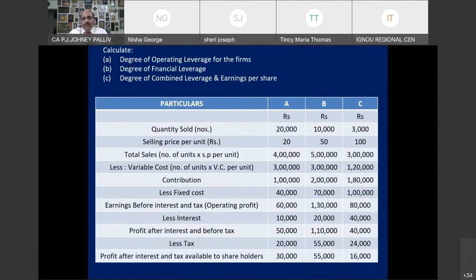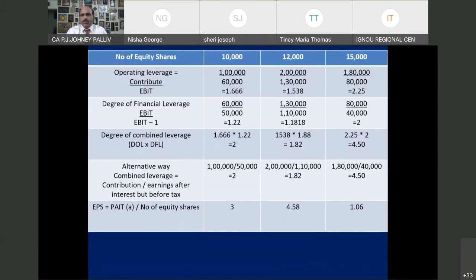So that is profit after tax, profit after interest and tax. I repeat, profit after interest and tax. That means the shareholders should get dividend or the sharing of profit only after paying interest and tax. That is why it is called profit after interest and tax available to equity shareholders. Therefore, we have all the data available. Now we have to make use of this data in the formula.